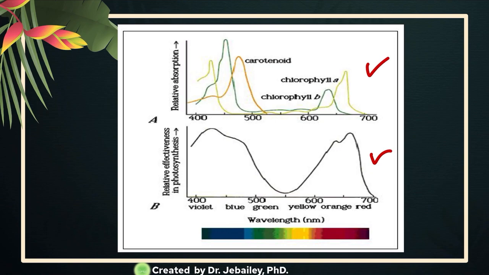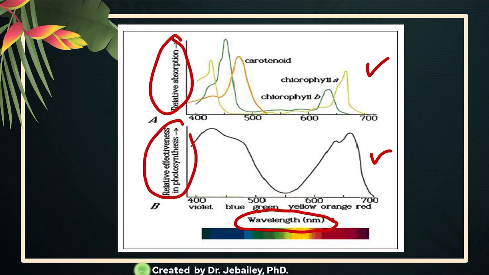Okay, but you can notice that both of them have exactly the same x-axis, which is the wavelength in nanometers. But their y-axis is completely different. As you can see, one is relative effectiveness of photosynthesis. That means how fast photosynthesis is happening. The second one, right here, is about how much absorption is happening.